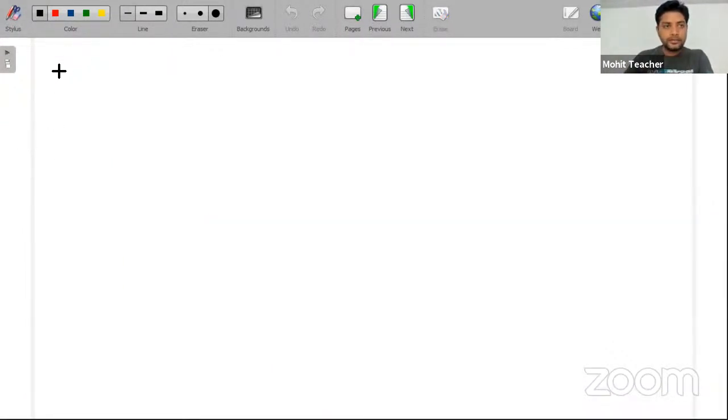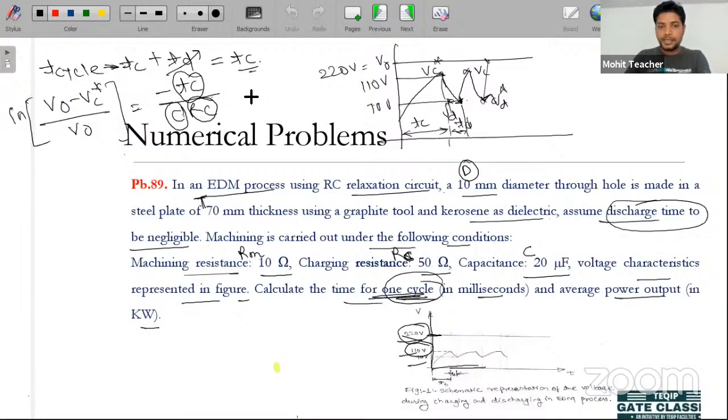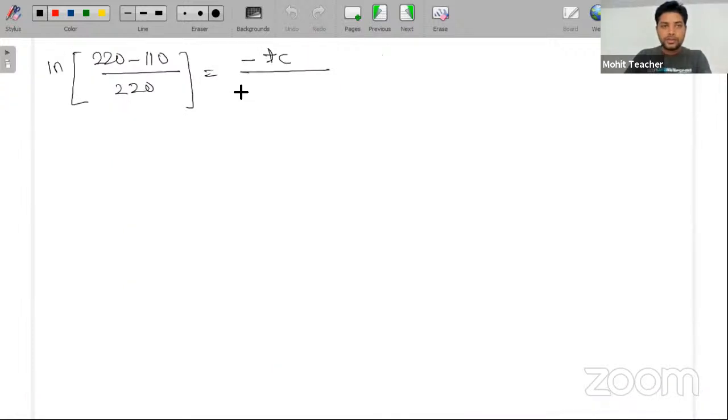So ln of first V naught, that is 220 volt, minus VC star, that is 110, upon V naught, that is 220, that will be equal to minus TC, which we have to calculate, upon C, that is 20 microfarad, so this is 20 into 10 raised to power minus 6, into RC. Rm नहीं होगा क्योंकि चार्जिंग की बात हो रही है, ठीक है। So RC is 50 ohm. So from here you can get the value of TC, so please calculate the value and tell me the answer.